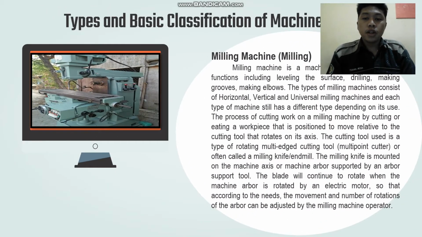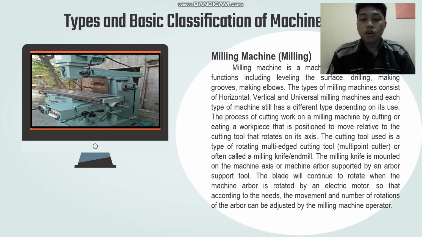Number two, milling machines. A milling machine is a machine tool whose function is machining the surface, drilling, and making grooves. The types of milling machine consist of horizontal, vertical, and universal milling machines, and each type of machine still has different variants depending on its use.